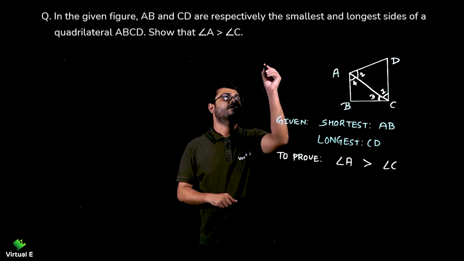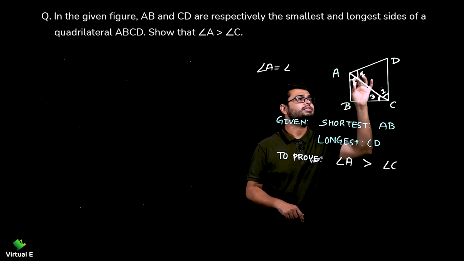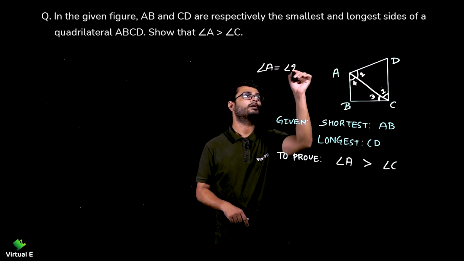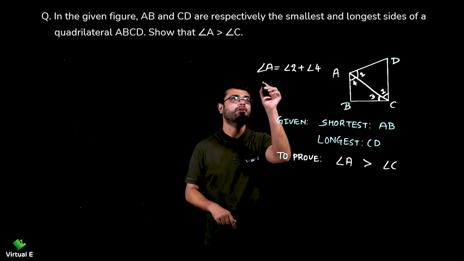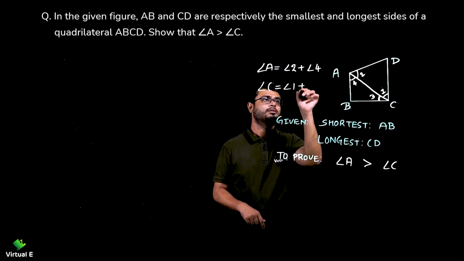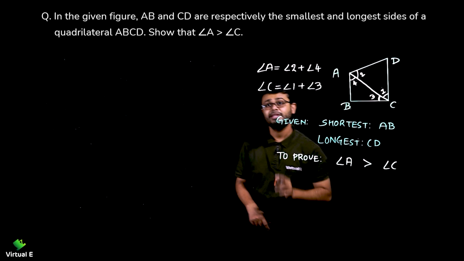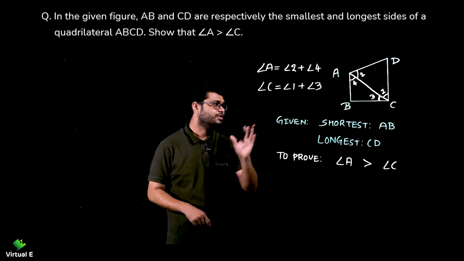For angle A, we can write that angle A is equal to the sum of which two angles? See, angle 4 and angle 2. So we can write angle 2 plus angle 4. And for angle C, we can write angle 1 plus angle 3, right? This result is very helpful at the end of it. So let's start with that.